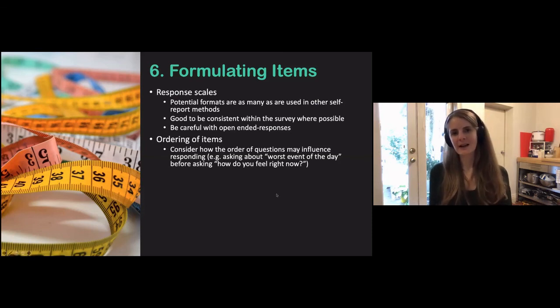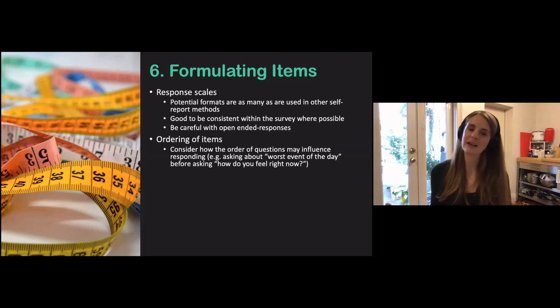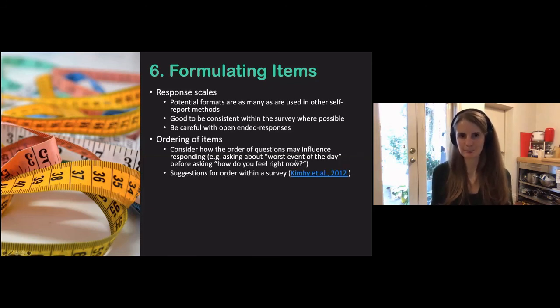You also might want to think about the order of items. So here, the most important consideration is how questions might influence each other. So if you ask first up, what was the worst event since the last survey? And then you ask, how do you feel right now? You're getting participants to have their "how do you feel right now" colored by that worst event that just happened. So you might want to flip around the order of those, because this one can influence this one.